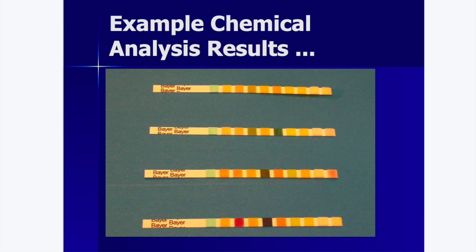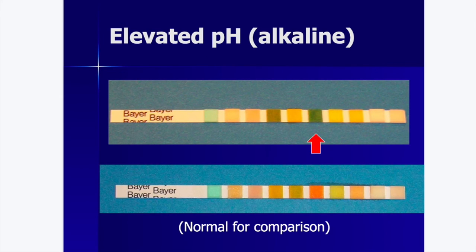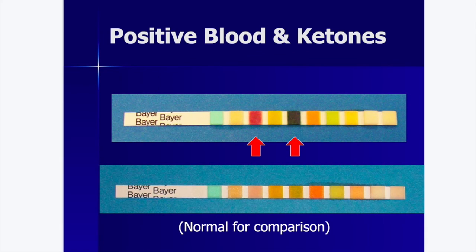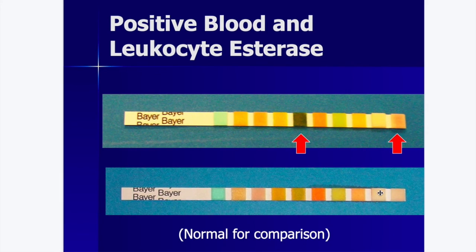So chemical results that we can see if we look here, we have normal on the bottom. This would be an elevated pH or an alkaline pH, to let us see kind of where that color change would be. A positive test for glucose, normal would be here. We would have a positive glucose reading there. Positive for blood and for ketones. So these two, again, normal would be down here for comparison. Positive blood and leukocyte esterase. So this would be blood. This is leukocyte esterase. Down here is what normal would look like.